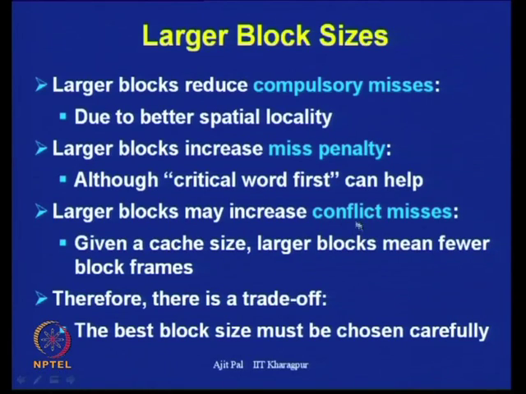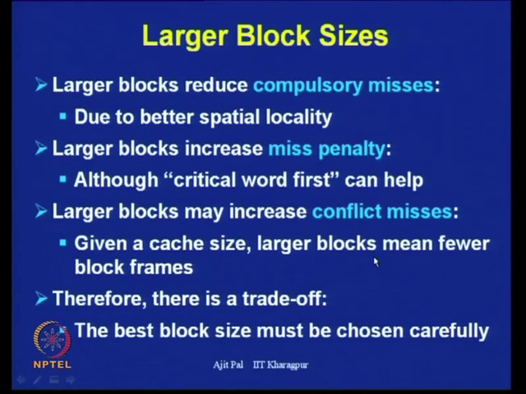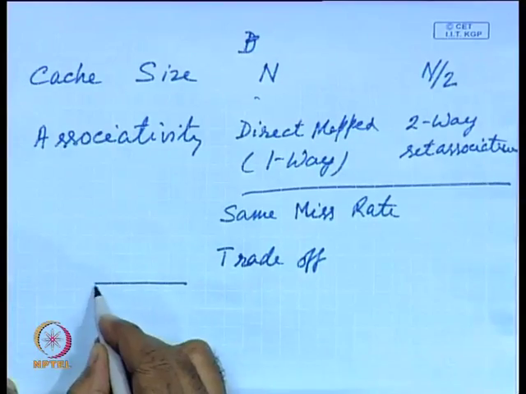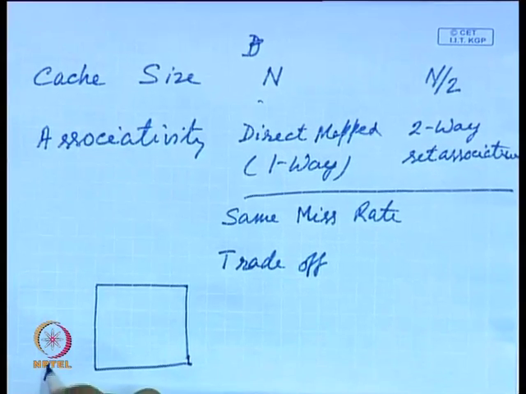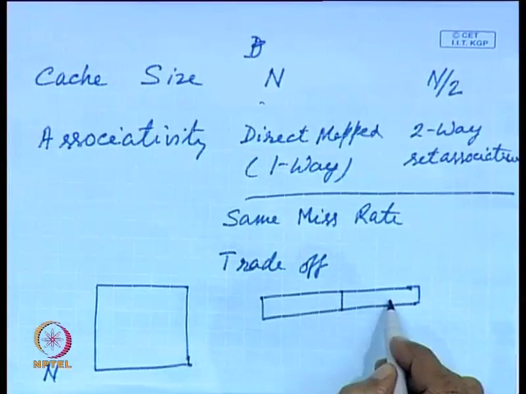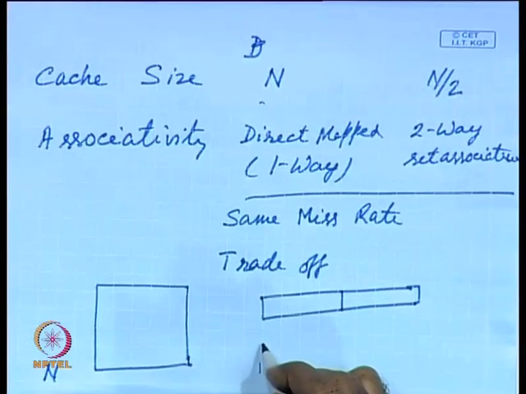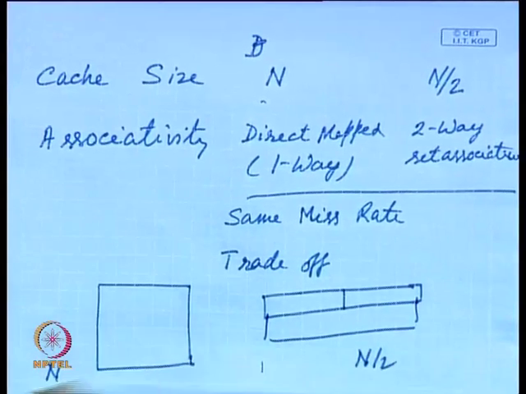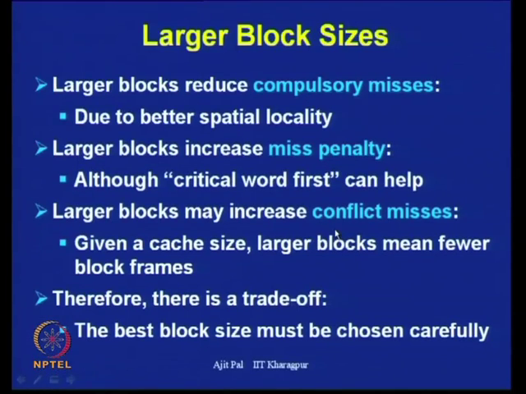And larger blocks may increase conflict misses. Although it reduces compulsory misses, the conflict misses increase. The reason for that is, whenever we consider a cache memory of the same size, without changing the size of the cache memory, for a given cache, larger blocks mean fewer block frames. Suppose for the same size, the number of frames is n for direct mapping. If we go for two-way set associative, although we have two words in the same block, the number of frames reduces, it will become n by 2. As a consequence, the number of frames reduces, and that will lead to an increase in conflict misses.